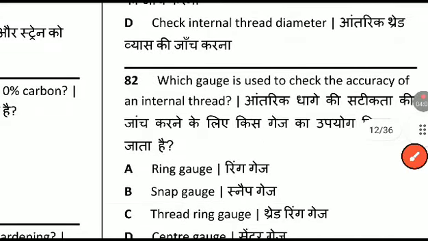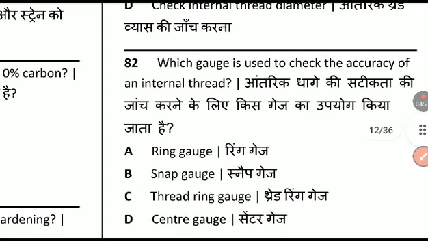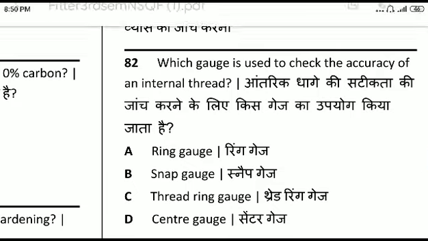Which gauge is used to check the accuracy of an internal thread? Option A, ring gauge. Option B, snap gauge. Option C, thread ring gauge. Option D, center gauge. Thread ring gauge, option C.